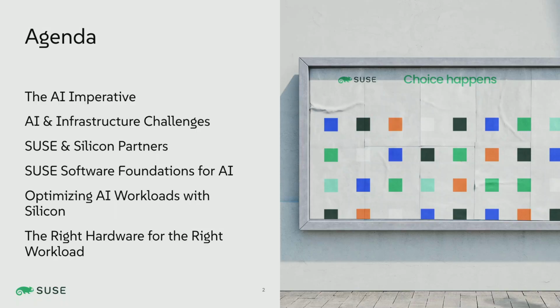In terms of the agenda, I'm going to talk a little bit about the AI imperative, the infrastructure challenges that come with AI, a little bit about SUSE and our Silicon partners, the SUSE software foundations for AI, and then I'm going to jump into optimizing AI workloads with Silicon. And at the end, it's all about the right hardware for the right workload.